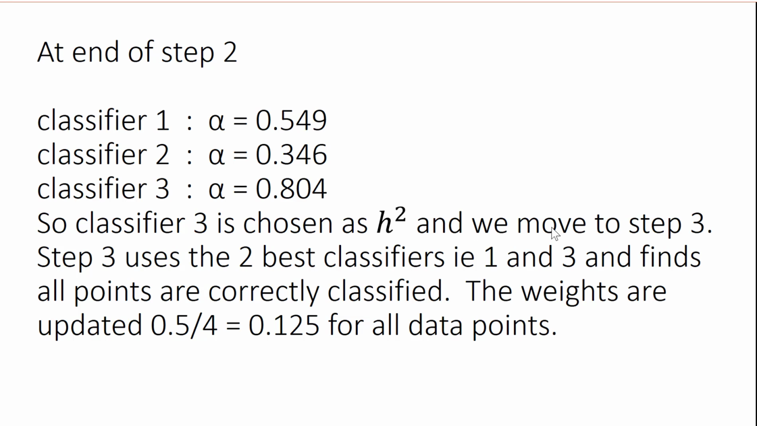Okay, so now we've got H1 and H2 with their alphas. H1 is an alpha of 0.54. Our second classifier is an alpha of 0.804. Now we move to step 3, and we update the weights again. Now, because these 2 classifiers are classifying all the points correctly, we've got 4 correct points now with these 2 classifiers. So the weighting is a half divided by 4, or 1/8, 0.125.